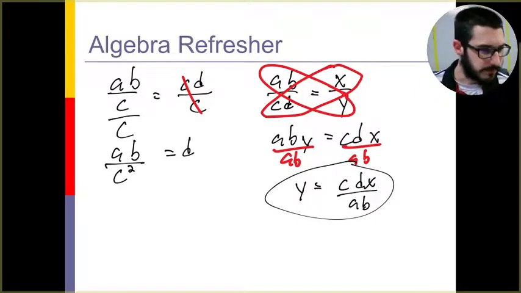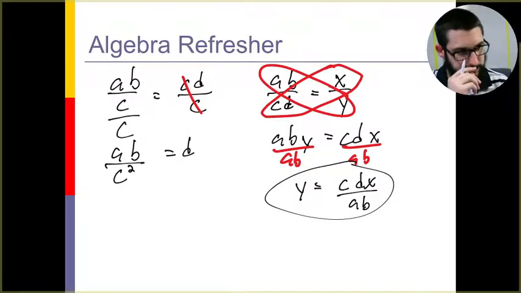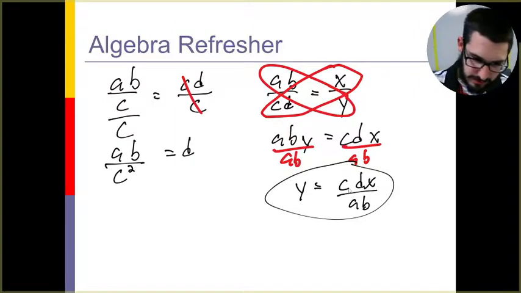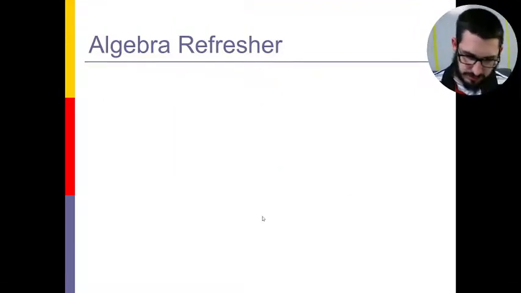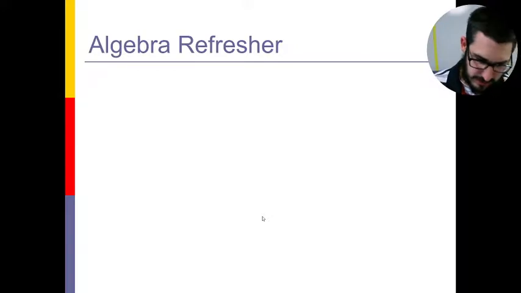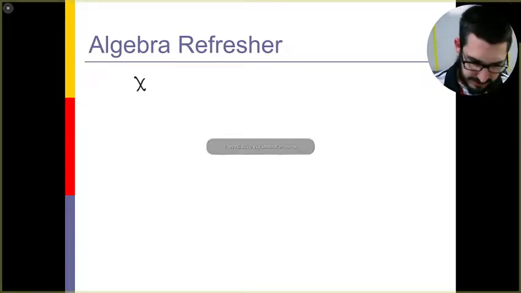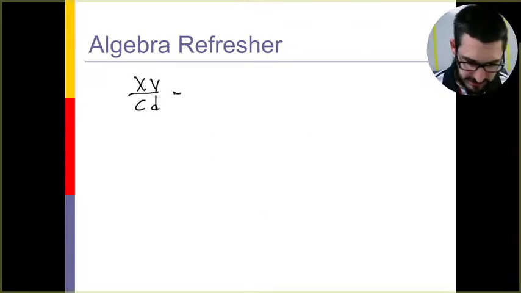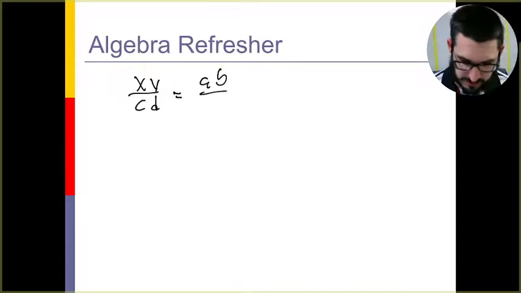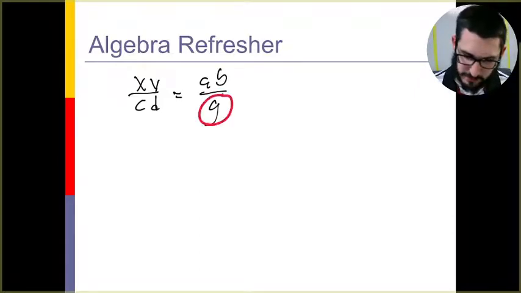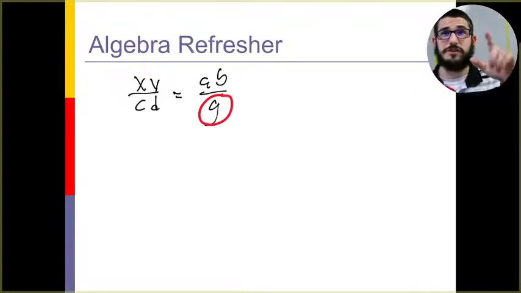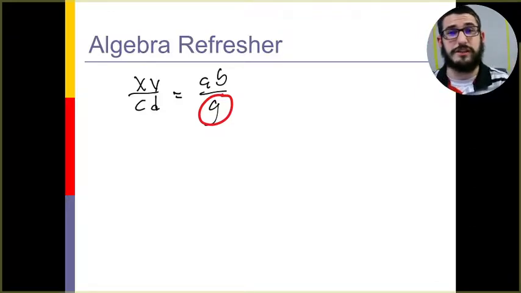Okay? Then go ahead and try this one real quick. You've got xy over cd equals AB over G, and you need to solve for G. Go ahead and pause the video, solve for G, and we'll check it.